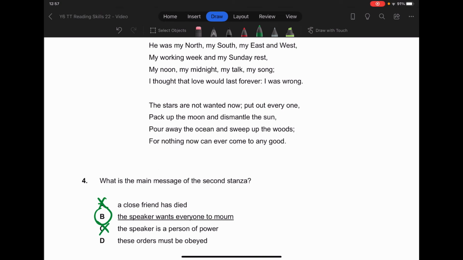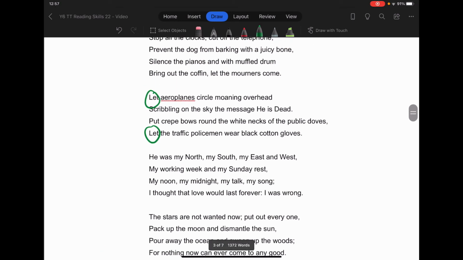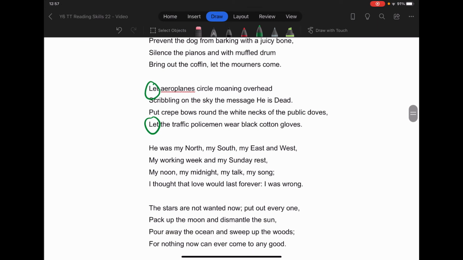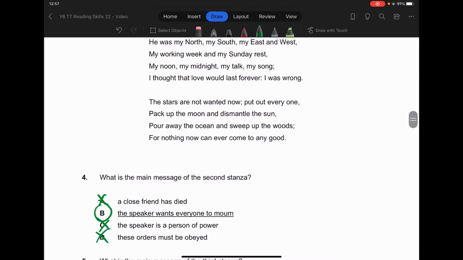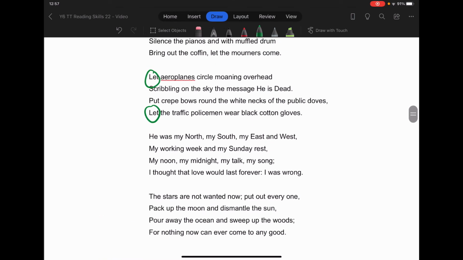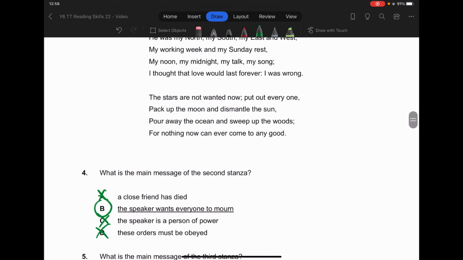D, these orders must be obeyed. That is also not true. This poem is very emotive. They're trying to say, oh, we should just do this because I'm feeling so sad. But these quote unquote orders do not need to be obeyed. These are just what the composer thinks that everyone should do while they are mourning over the loss of he, or whoever he is. Okay, so let's move on to question 5.